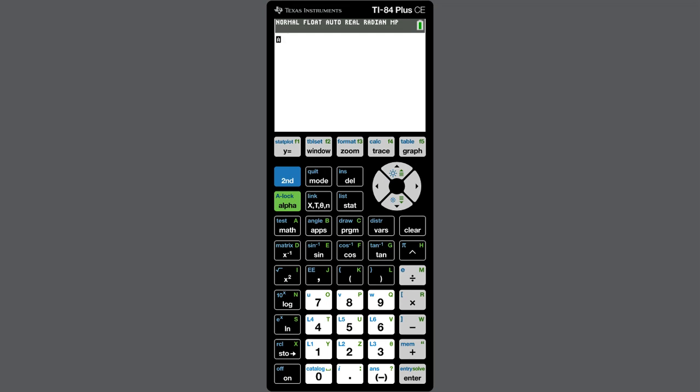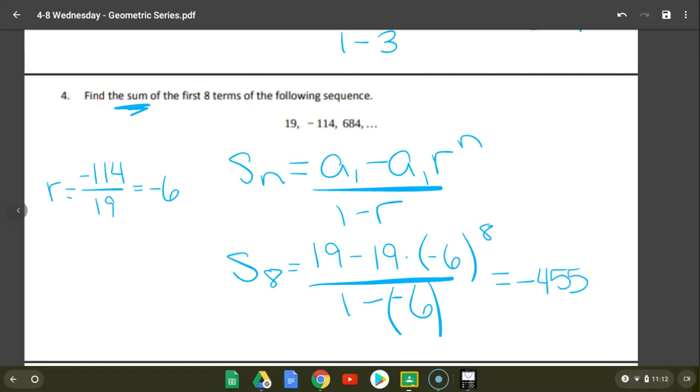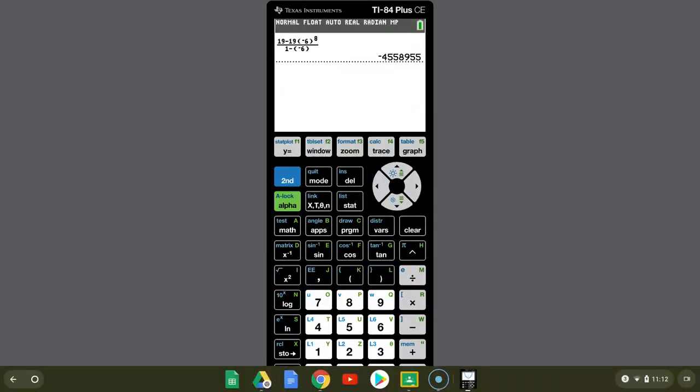Plug it into your calculator. Alpha y equals choice 1. And you should get this nice big number, -4,558,955.